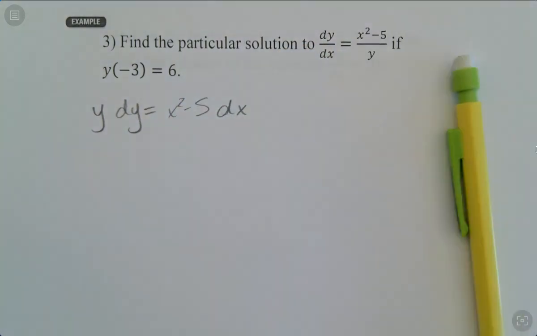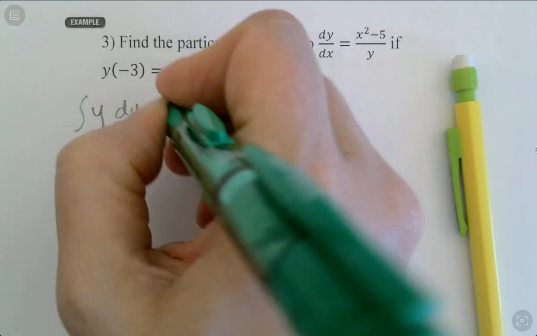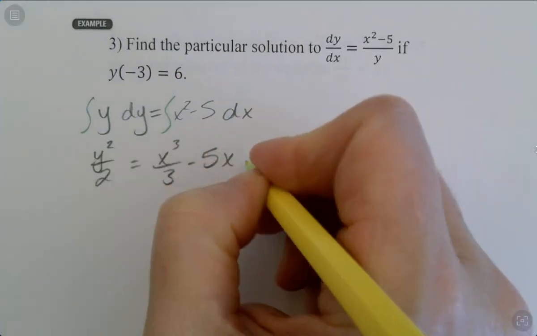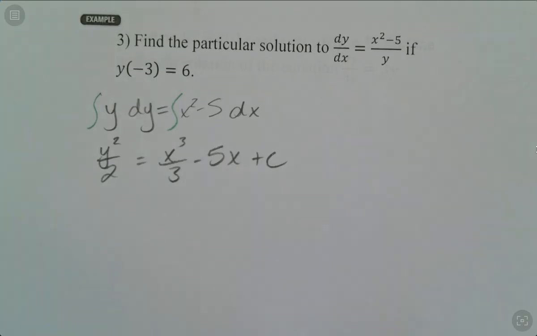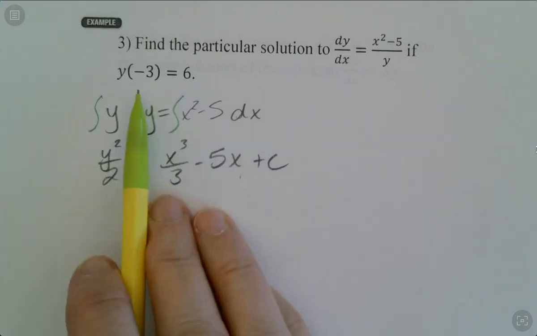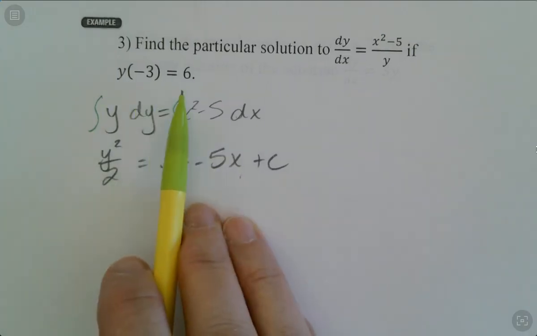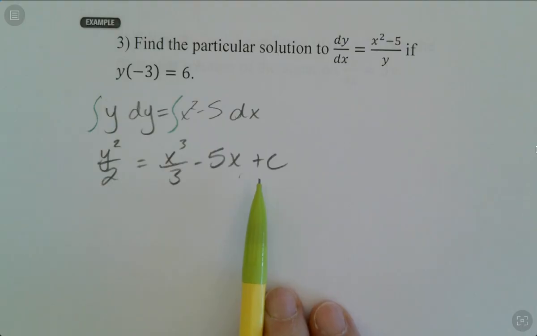Then integrate. All right, and then you stop. This is where I want you to stop. Okay, so we want to use the information about y of -3 is equal to 6 to solve for c to find what would be called the particular solution.